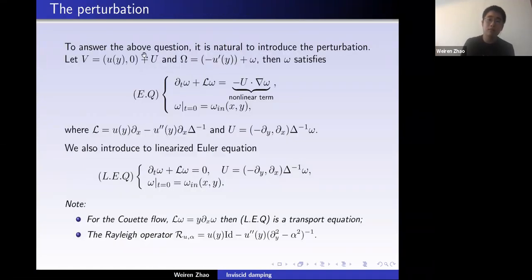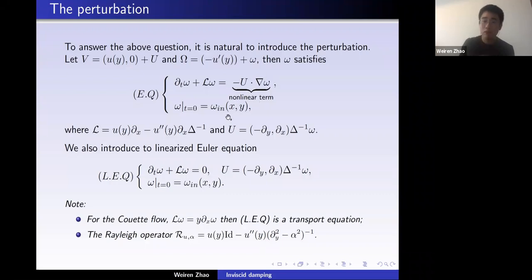To answer the above question, it is natural to introduce a perturbation. Let V equal the shear flow plus the perturbation, and the vorticity be the vorticity of the shear flow plus the perturbation. Then the perturbation will satisfy the following equation. We also call it the Rayleigh equation. If I go back to the omega, it has three parts. The first part is the time derivative, the second part is the linearized operator around this shear flow, and the third one is a nonlinear term.